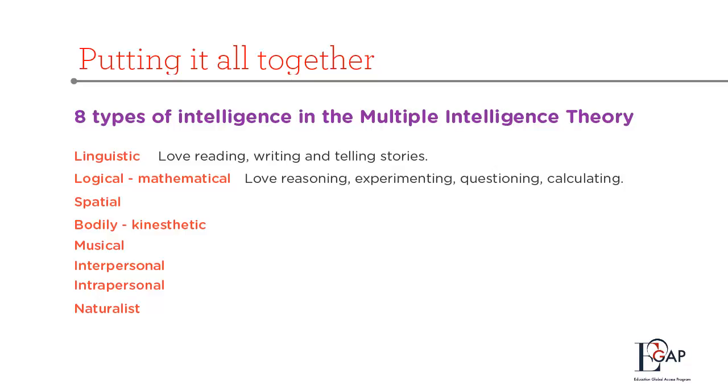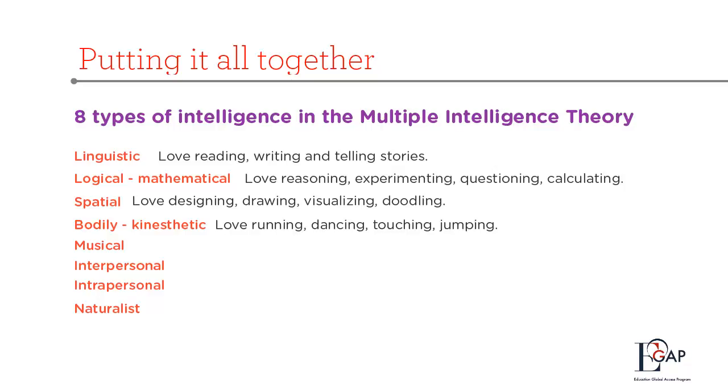Spatial students think in images and pictures and love designing, drawing, visualizing, and doodling. Bodily kinesthetic learners think through the senses and love dancing, running, jumping, building, touching, and gesturing. Musical students think via rhythms and melodies and love singing, whistling, humming, tapping feet and hands, and listening.